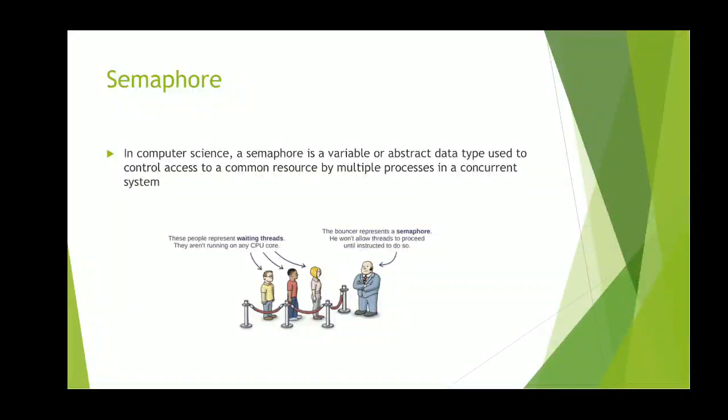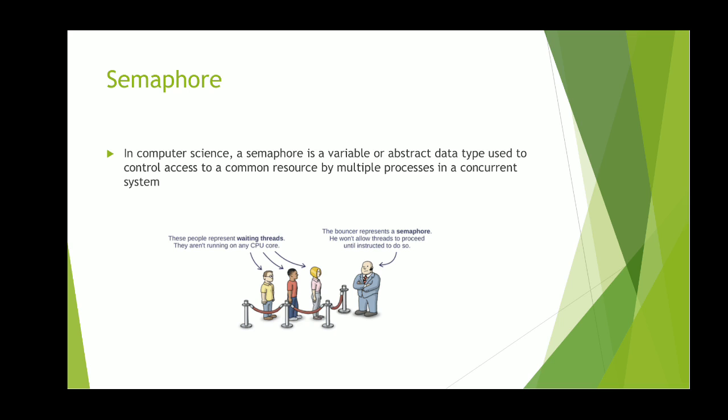You can understand the concept of semaphore using this image. Here you can see there is one security guard, or a bouncer, who is guarding a nightclub. There is one nightclub here and he is guarding it. And three persons who want to enter the nightclub are waiting in a queue. And the security will allow a person to enter the nightclub if it is not filled.